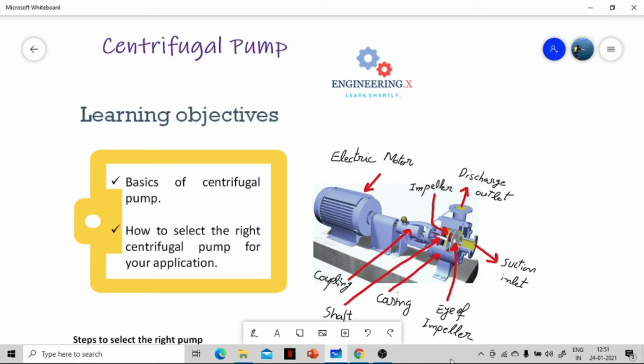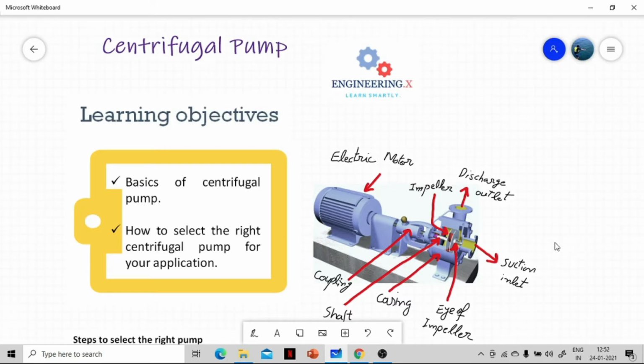Welcome everyone. In this video, we will learn mainly about centrifugal pumps. When I graduated from university and started a job in the process industry, I felt that there is a gap between theoretical knowledge and practical application of that knowledge in order to select and size centrifugal pumps. So in this video, I tried to list out the main steps to select and size centrifugal pumps, with some basic concepts of centrifugal pumps.